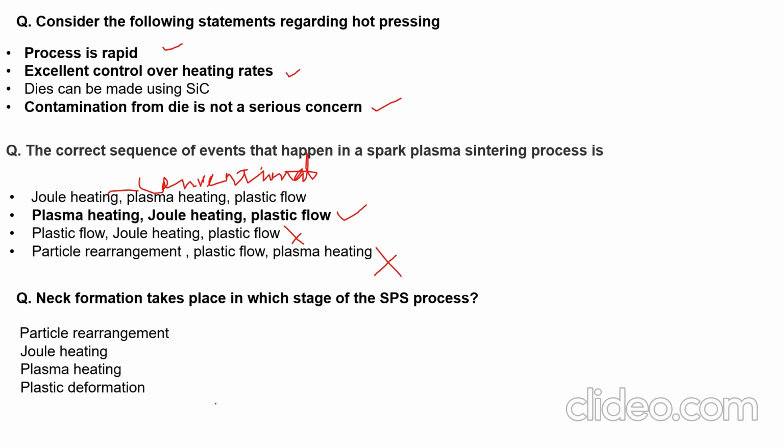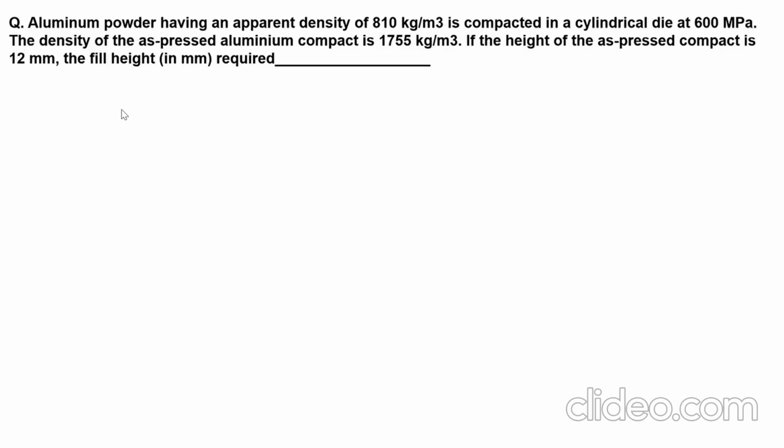So in the next question, the neck formation takes place in which stage of the SPS process? You know, in your conventional processes, we had different stages. We had the initial stage, the particle rearrangement stage, then a neck formation stage, then the intermediate stage. So here you have to say in which of these stages the neck is formed. Is it during particle rearrangement, Joule heating, plasma heating, or plastic deformation? It is actually only during the plastic deformation. That is where the process is very fast, because during the plasma.